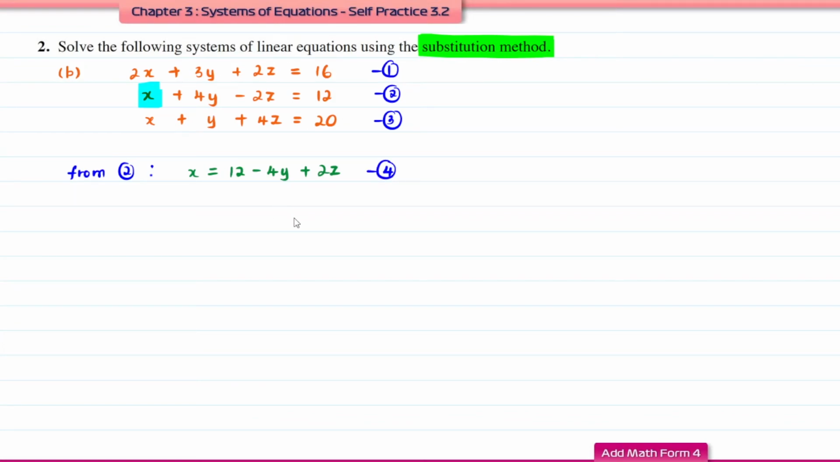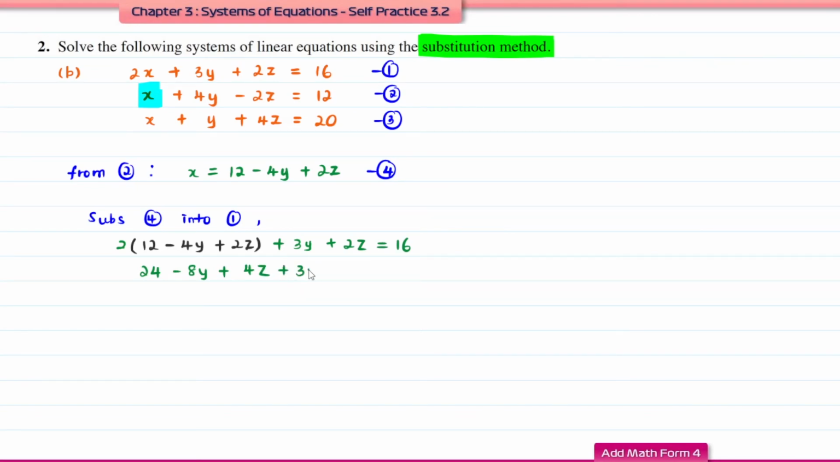So first, I'm going to substitute this equation number 4 into equation number 1. So here 2x. So the x, I'm going to substitute it with 12 minus 4y plus 2z, plus 3y plus 2z equal to 16. Expand this, then you're going to get 24 minus 8y plus 4z plus 3y plus 2z equal to 16.